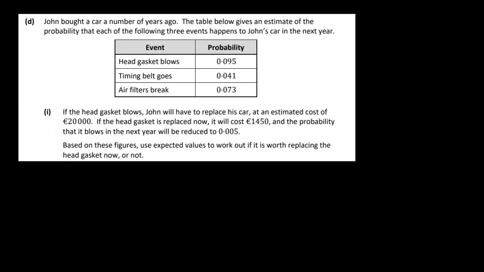John bought a car a number of years ago. The table below gives an estimate for the probability that each of the following 3 events happens to John's car in the next year. So he could have a head gasket blowing, he could have a timing belt going, or an air filter that breaks. And these are the 3 probabilities.